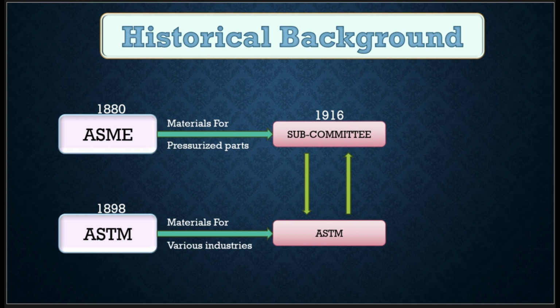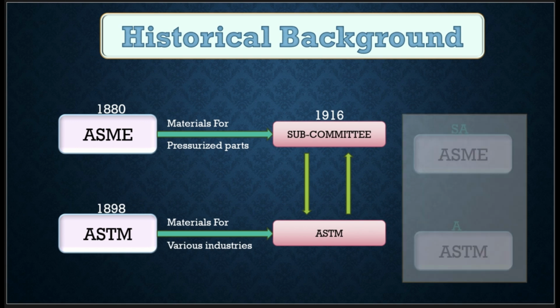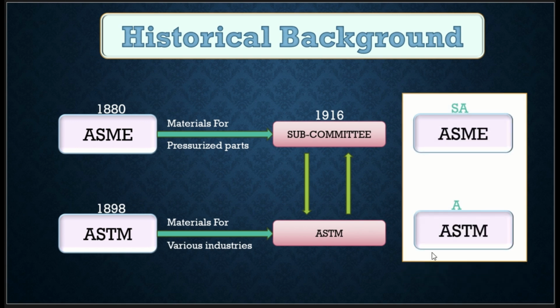Finally, ASME and ASTM worked together to develop materials suitable for pressure vessels. So, finally, they agreed to share their work with each other so that they could adopt each other's materials. They exchange each other's materials, guys, thus avoiding duplication of the work. So, the materials by ASME are referred to as SA and those by ASTM as A, guys.